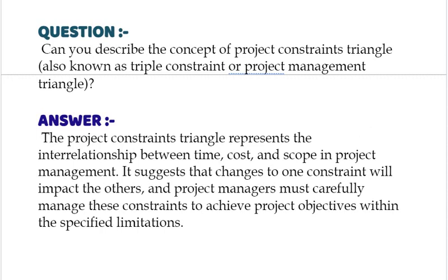Our next interview question is: can you describe the concept of project constraints triangle, also known as triple constraint or project management triangle? Your answer should be: the project constraints triangle represents the interrelationship between time, cost, and scope in project management. It suggests that changes to one constraint will impact the others, and project managers must carefully manage these constraints to achieve project objectives within the specified limitations.